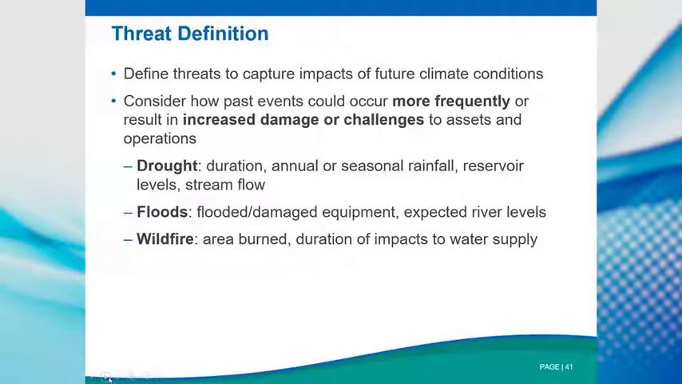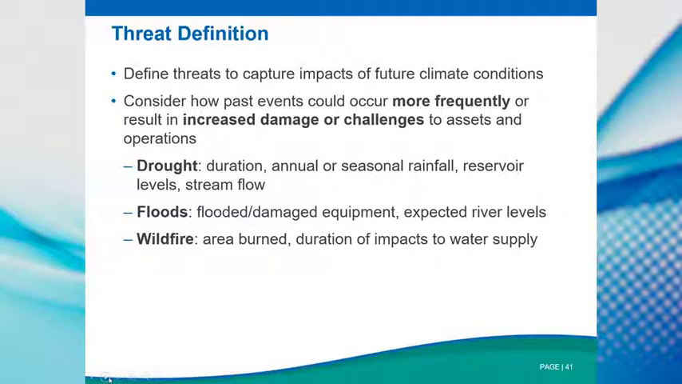There are some examples here in the middle of the screen. If you're interested in drought, that's your current concern, and you select it as your threat, there might be some changes based on the projections to the duration of the drought, or annual and seasonal rainfall. That might change, which would impact your supply. There might be a change to reservoir levels or stream flow, for example. Same with flood. There might be changes to flooded, damaged equipment. It could be worse than it was historically. There could be changes in river levels. Again, you'll have to think through, based on what I'm seeing in the projected scenario, these are the actual impacts I think could happen to my systems, my operations, the way I do business. Wildfires, the last one featured here, maybe the area burned gets bigger, the duration of impacts to water supply gets longer.